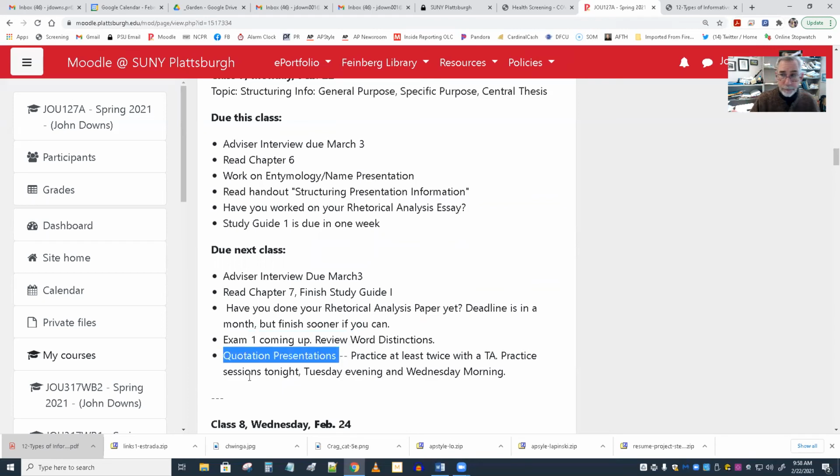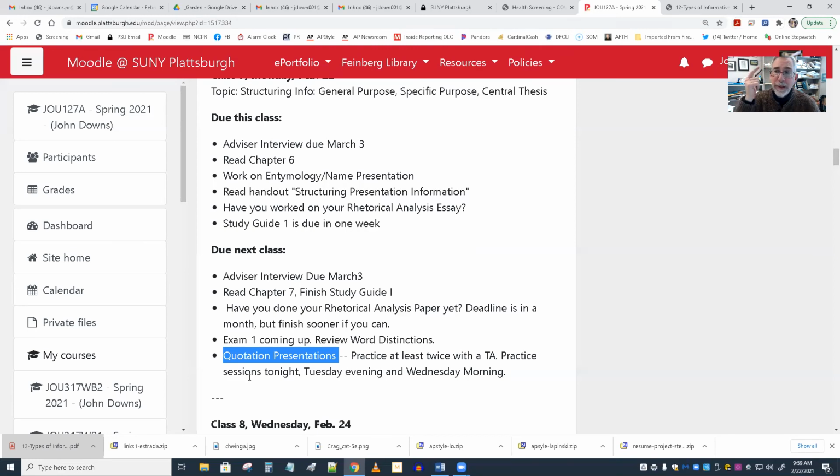Study guide 1. Then the advisor interview. Yes, again, it's reminding you it's due. Chapter 7 and finish the study guide, a rhetorical analysis paper or essay. I think it's better called essay than paper. And then exam 1 is coming up. Exam 1 is coming up. So it would be a good time to start reviewing those word distinctions, that first group. I think it's A through C, it says it's on the first exam. Same as is in your study guide.